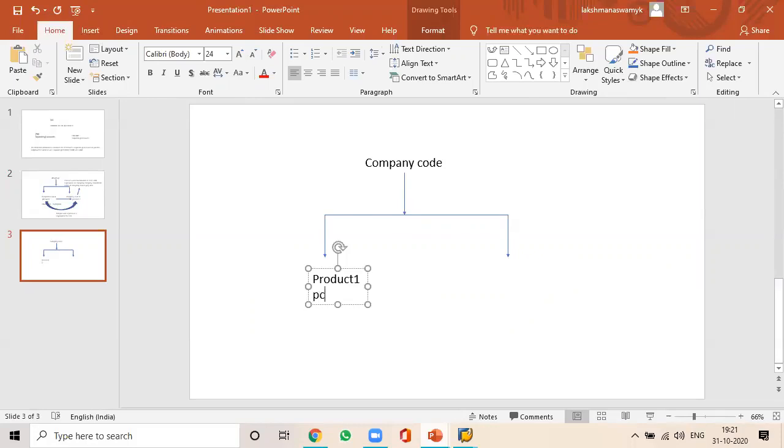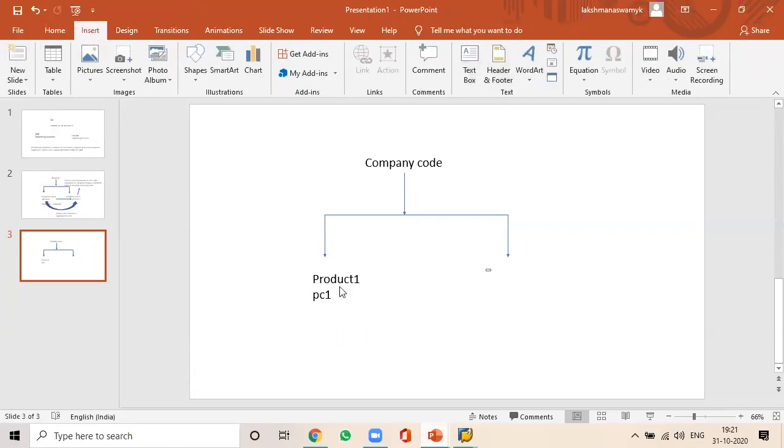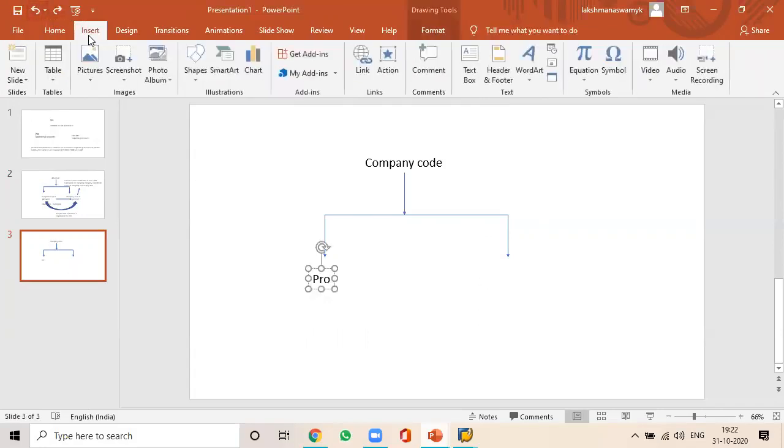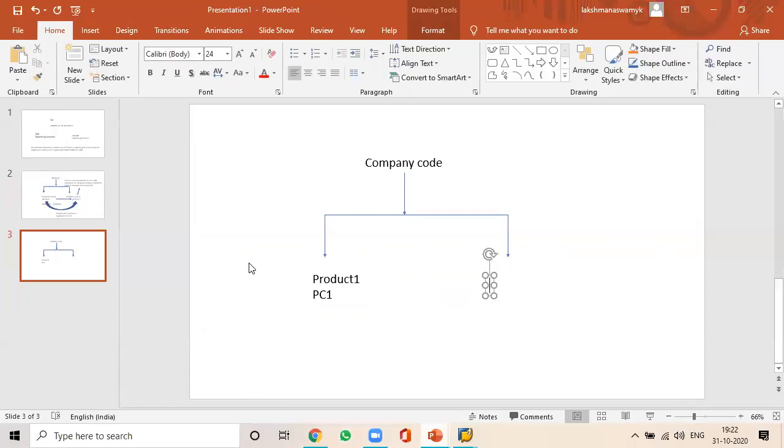Product one, right? This is nothing but a profit center one. Then product 2. This is your PC2. Profit center 2.